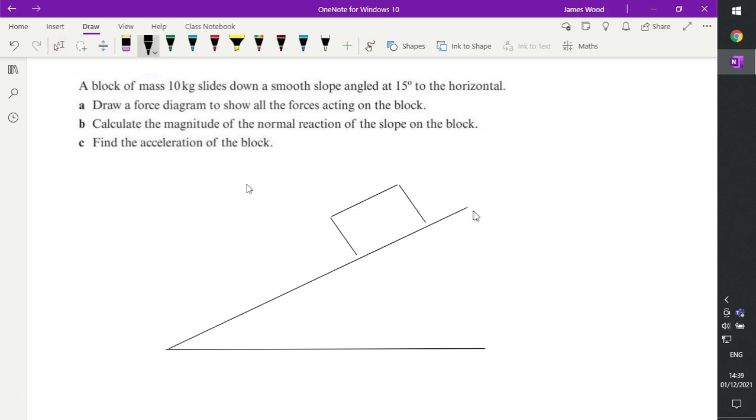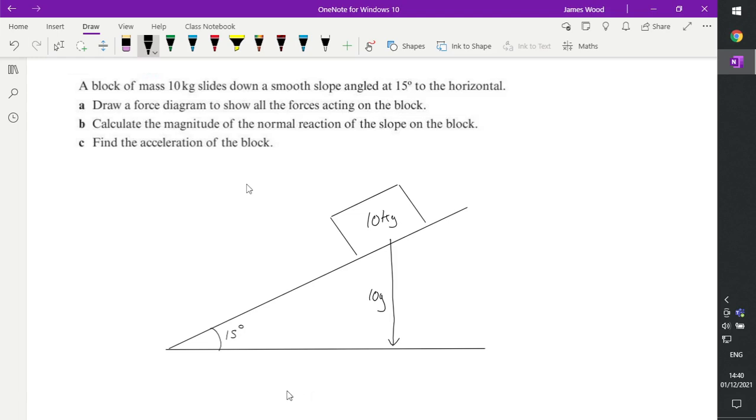So let's just label the information on here first. This block weighs 10 kilograms. Just put that on. So that means it's got its weight acting vertically downwards, and its weight is going to be 10g. Its weight always acts vertically downwards. It doesn't matter that the box is at an angle. Its weight always acts vertically downwards towards the Earth. We also know that the slope is angled at 15 degrees. So this angle down here is 15 degrees.